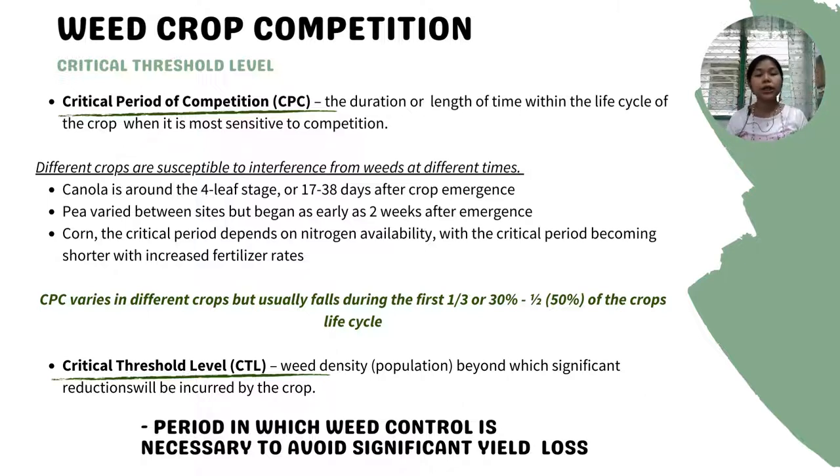Mao na siya ang period or duration sa entire kinabuhi sa atong crops of interest na dito ang pinaka-sensitive siya sa competition. Competition in terms of what? Above ground and below ground competition. For example, sa canola, canola is actually susceptible at around the four-leaf stage. Pag upat pa ang dahon, 17 to 38 days pa after crop emergence, grabe na siya ka-prone sa competition. Pwede siya pildihon. Kung unsa ang gusto targeton, ang gusto mahibawan is, kanus-a siya pinaka-susceptible.